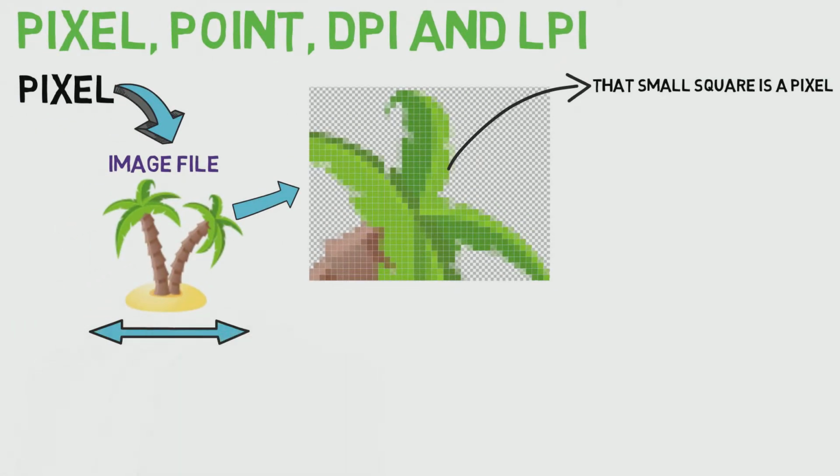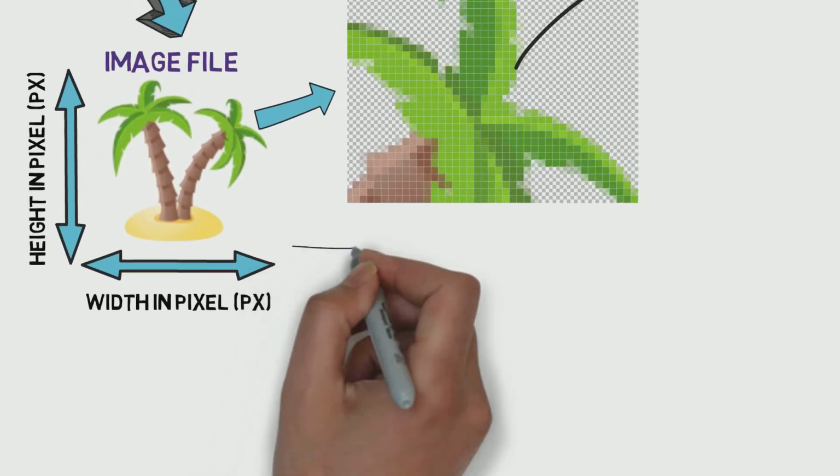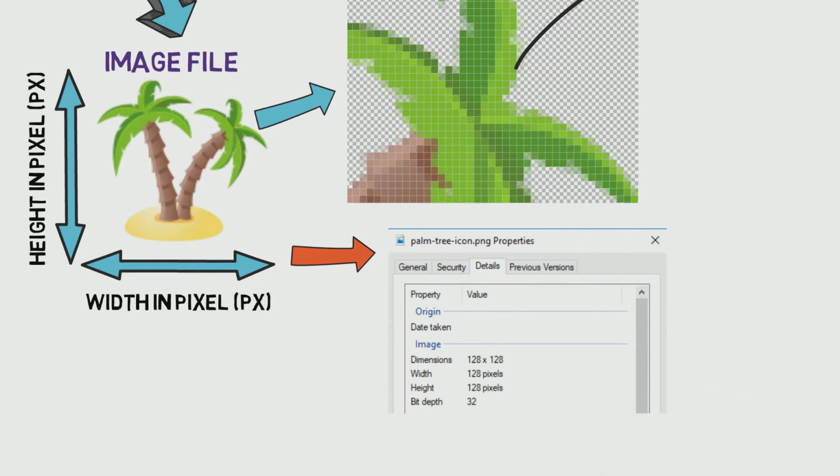And for an image file, we calculate the size by counting how many pixels are in a column and row, and then we get the width and the height of that image in pixels. There is also an easy way to do this. Just look at the Details tab in the File Properties. There, you can see the dimensions of the image, the width and the height in pixels.